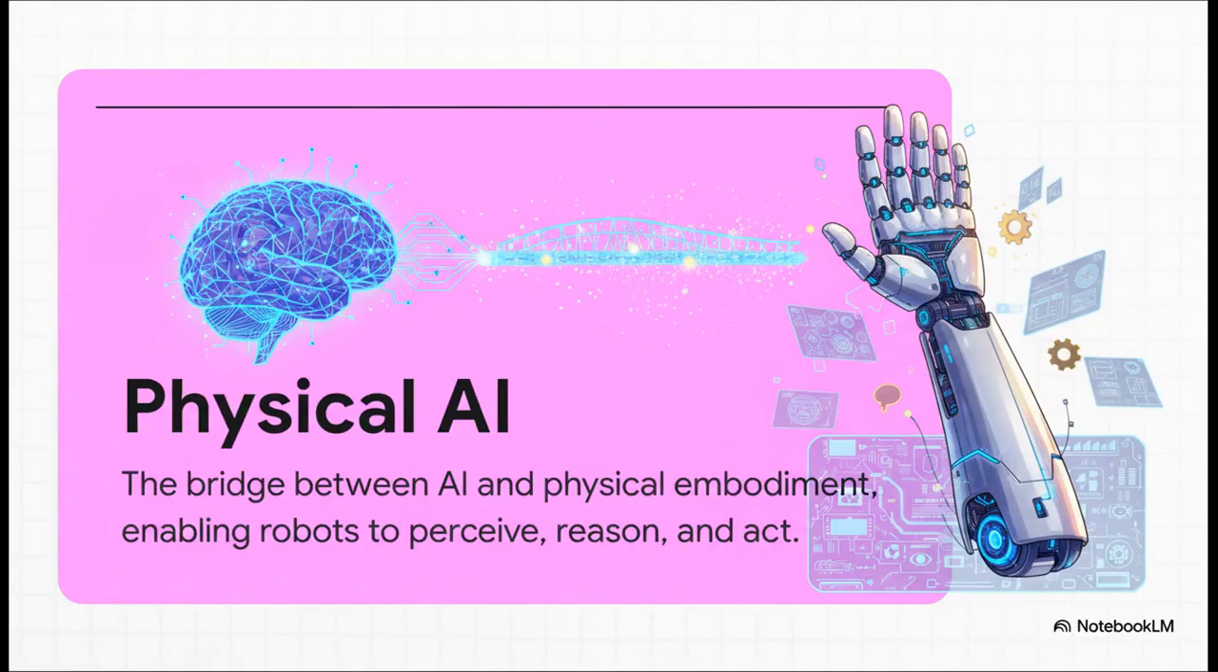The answer, the key to all of this, is something we call physical AI. The best way to picture it is like a bridge. On one side, you have the pure digital brain of an AI, and on the other, you have its physical body. Physical AI is that bridge that connects them. And the guide we're walking through is basically the blueprint for building that exact bridge, piece by piece.